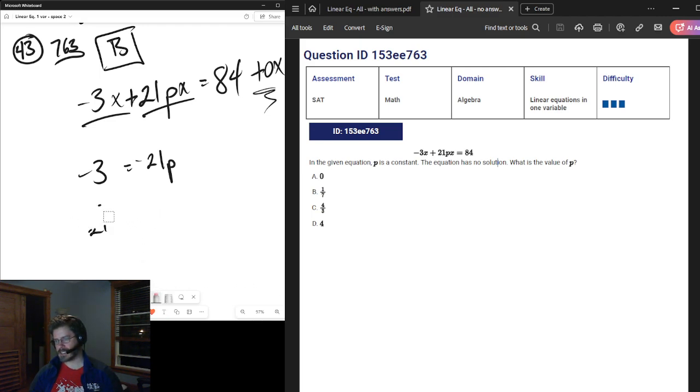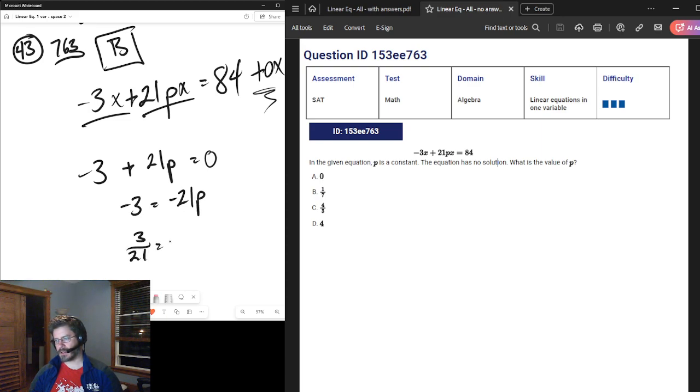If you've taken physics, you've done this with your energy diagrams. They need to add to 0. So you do negative 3 plus 21p equals 0. Then you subtract it over, you get negative 3 equals negative 21p. 3 over 21 equals p. The negatives cancel out, and then of course you get your 1/7 there. So B.